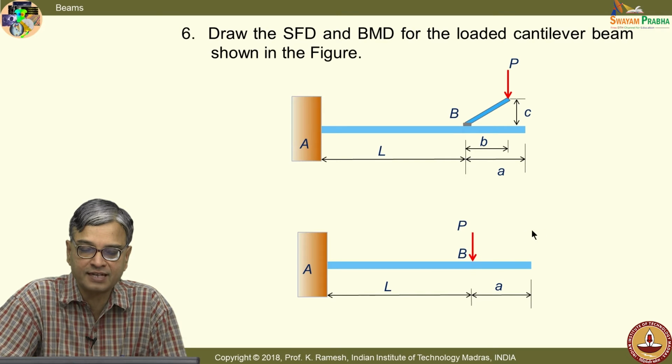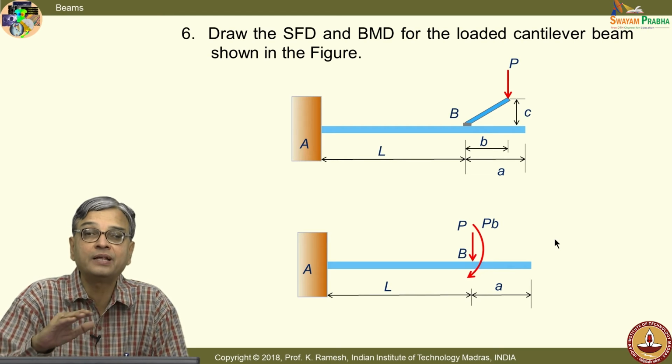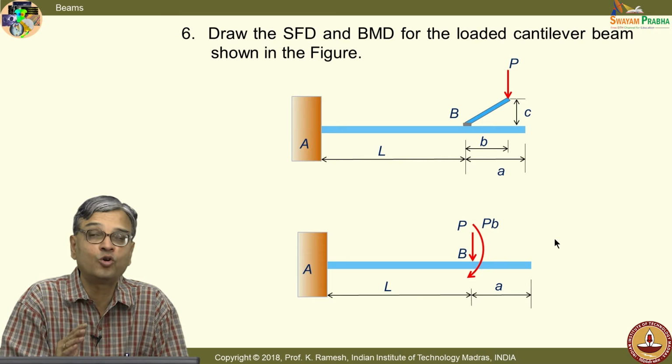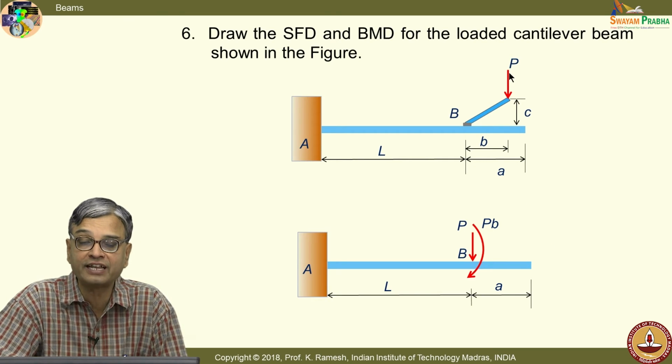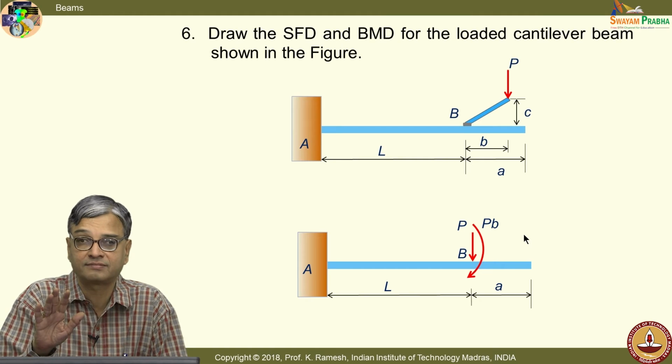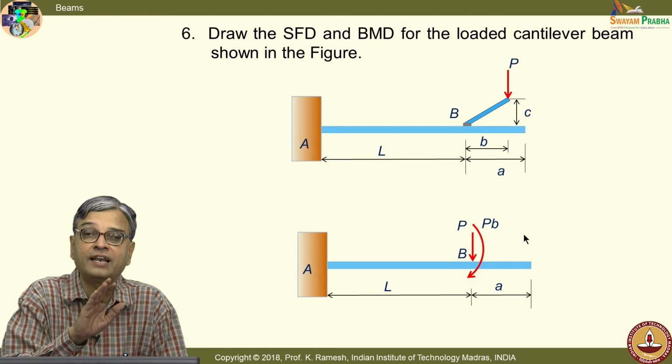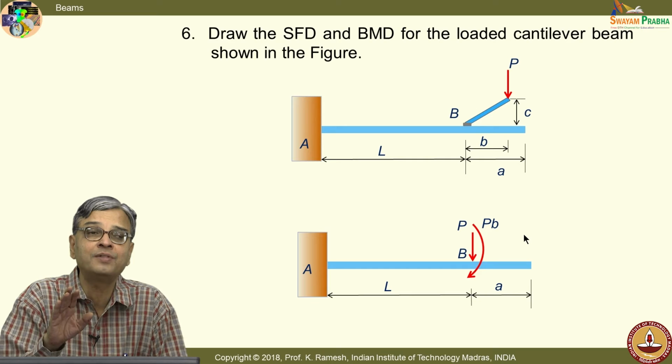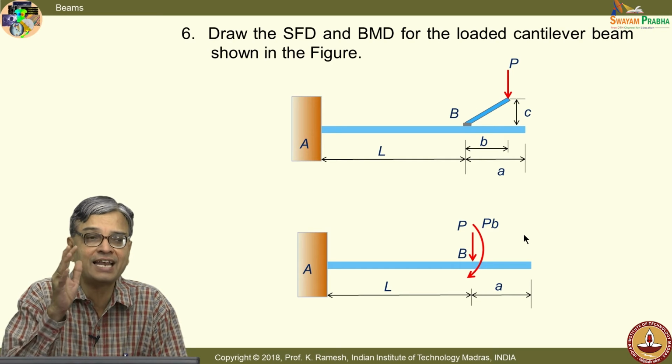So, I have a load P acting on the beam as well as a couple PB. Do not make a mistake on the direction, you should recognize what direction. We are only looking at what is the action on the beam. It is producing a clockwise moment. People can make mistakes in all this. We are only looking at, in a shear force diagram and bending moment diagram, what is the action at every section.